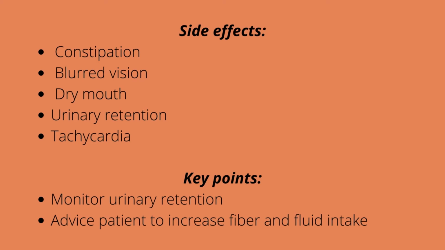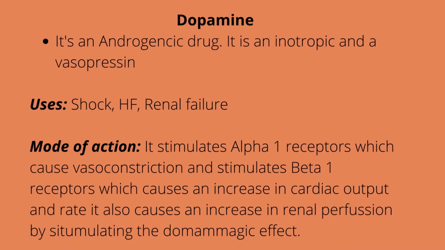So dopamine. What is dopamine? Dopamine is an adrenergic drug. It's an inotropic drug as well as a vasopressor. Remember, inotropic and chronotropic. So let's see what kind of inotropic it is. Is it a positive inotropic or is it a negative inotropic? So it's used for shock, heart failure, or renal failure.